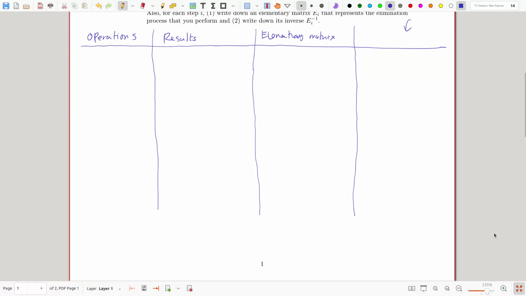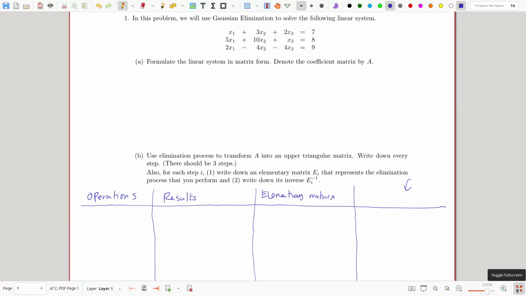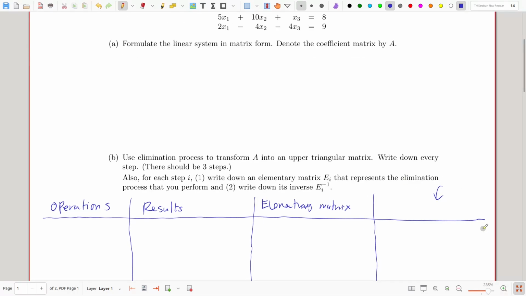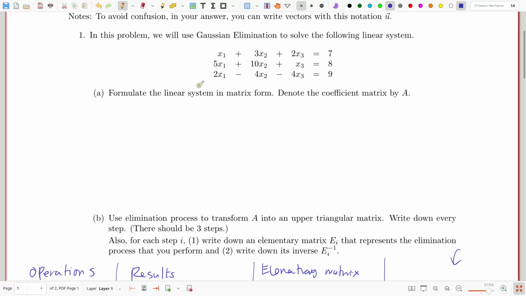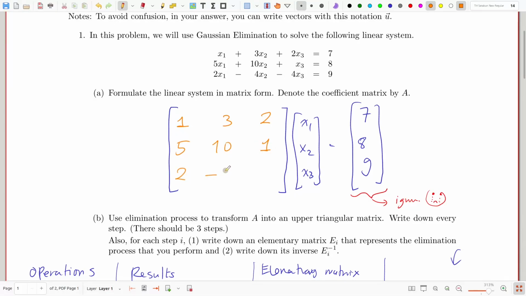And then to do the full Gaussian elimination, you will perform 3 steps. Okay, so let's try to do the first one together now. So let's do this one first, so that we can get started. Okay, so the coefficient matrix, right? And then we have 3 variables: x1, x2, x3. And this is equal to 7, 8, 9, and we basically just mostly ignore this. And then the coefficients will be 1, 3, 2, 5, 10, 1, and then 2, -4, -4.